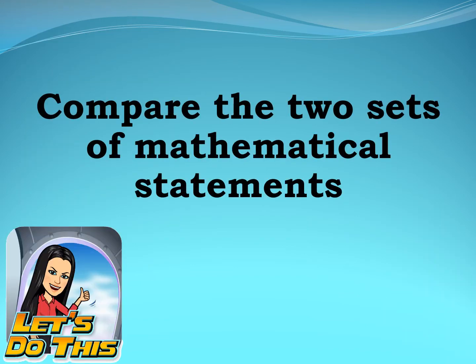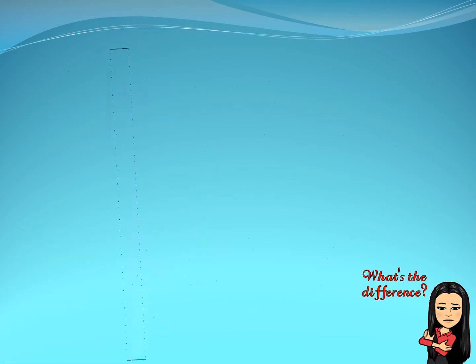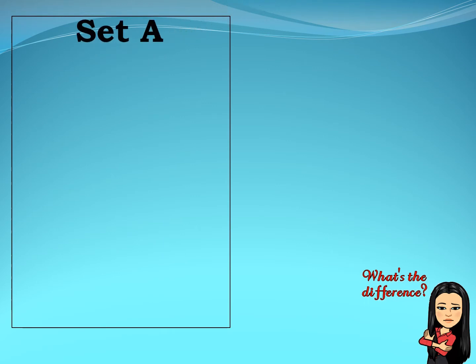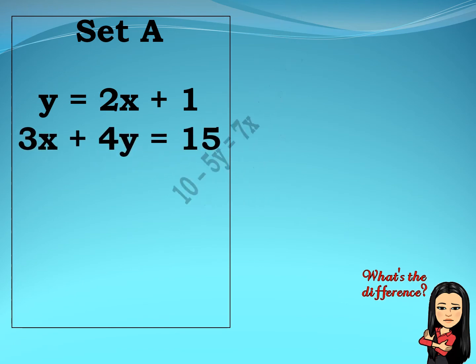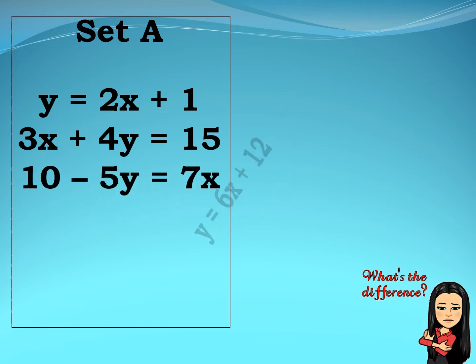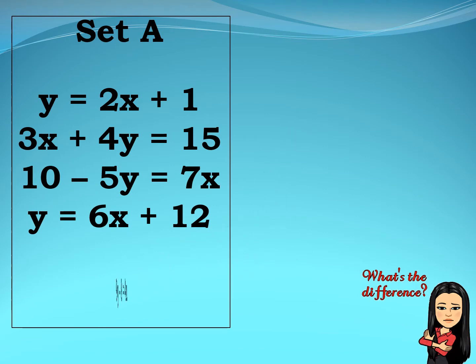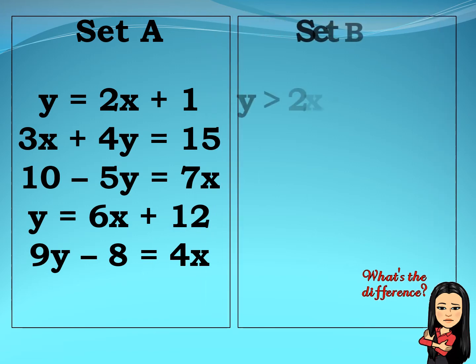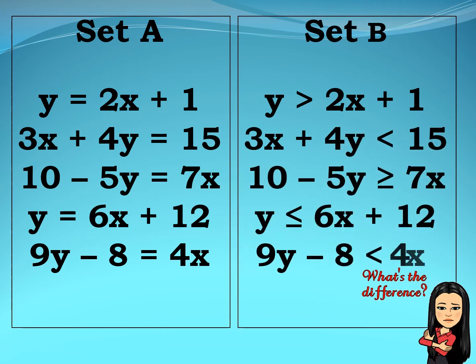Let's compare the two sets of mathematical statements. We have set A, which consists of y equals 2x plus 1, 3x plus 4y equals 15, 10 minus 5y equals 7x, y equals 6x plus 12, and 9y minus 8 equals 4x. In set B, we have y is greater than 2x plus 1, 3x plus 4y is less than 15, 10 minus 5y is greater than or equal to 7x, y is less than or equal to 6x plus 12, and 9y minus 8 is less than 4x. So what's the difference? Let's check the answer.